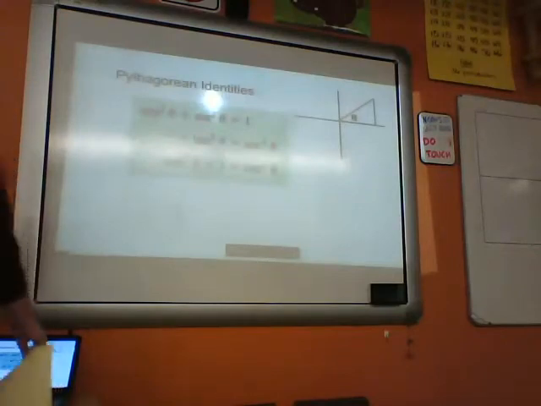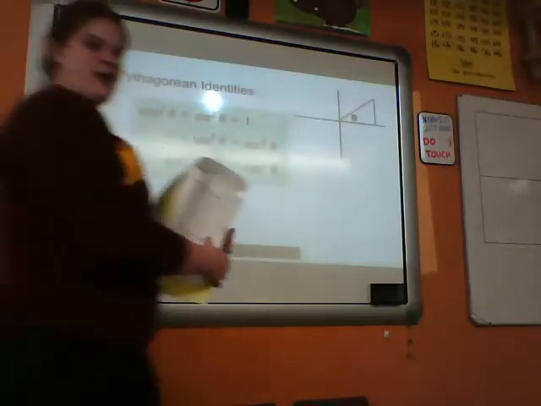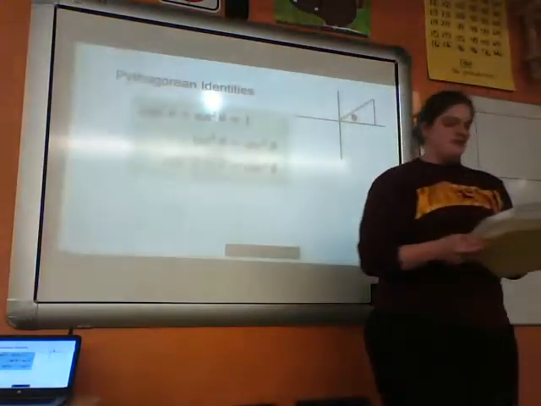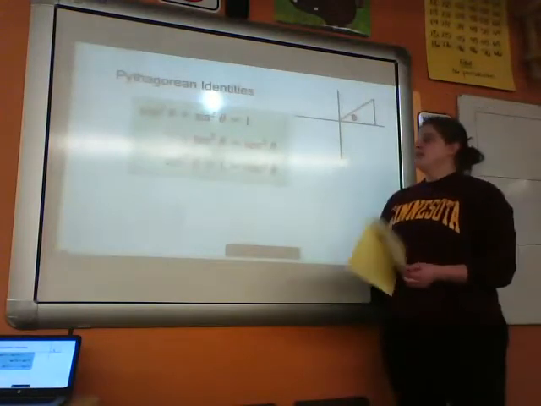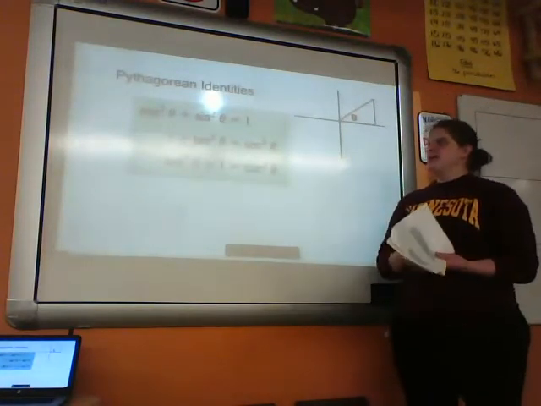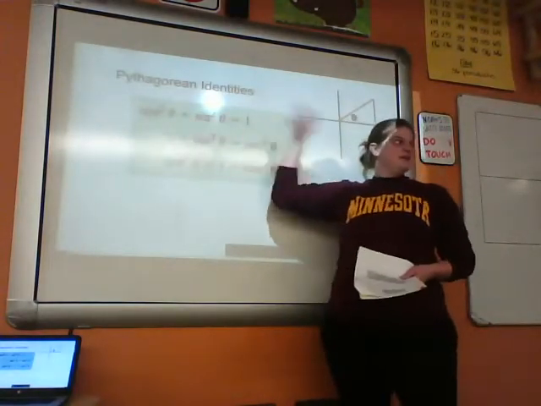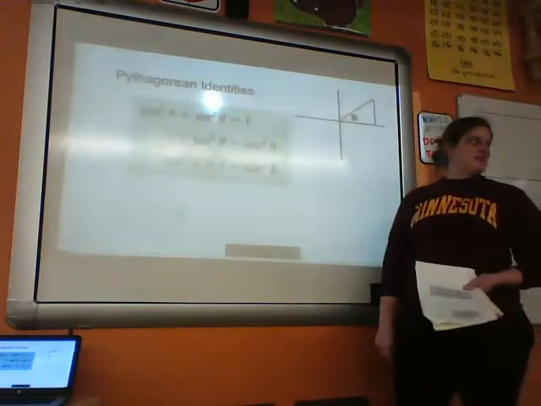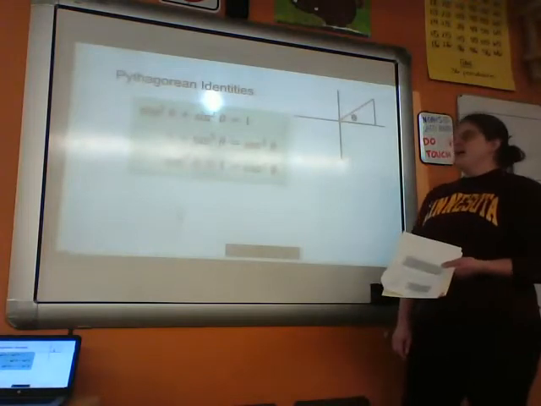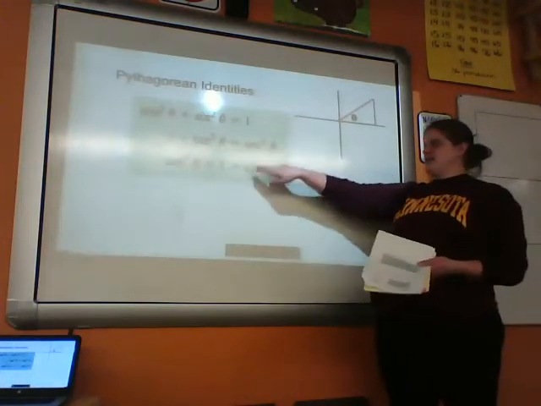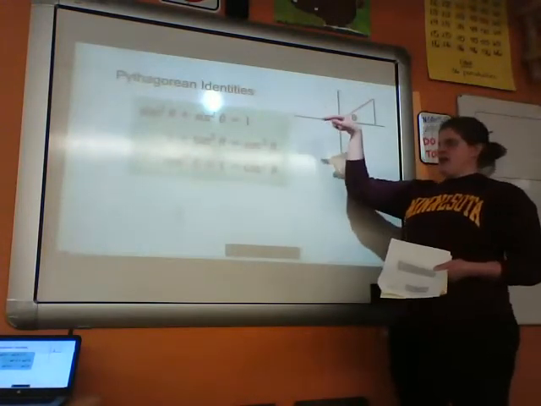The next ones are Pythagorean identities, which when I first was introduced to those, I was like, you're kidding. Instead of a squared plus b squared equals c squared, it's actually cosine squared plus sine squared equals 1. And it does every single time. So then you can actually get these ones by deriving the first piece.